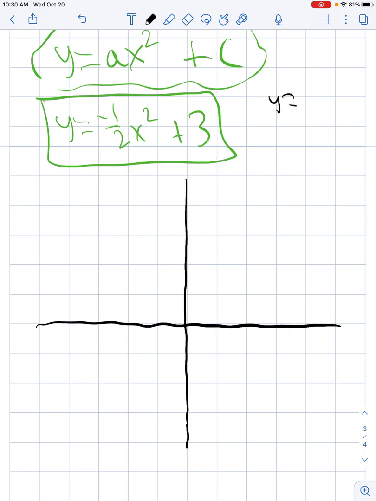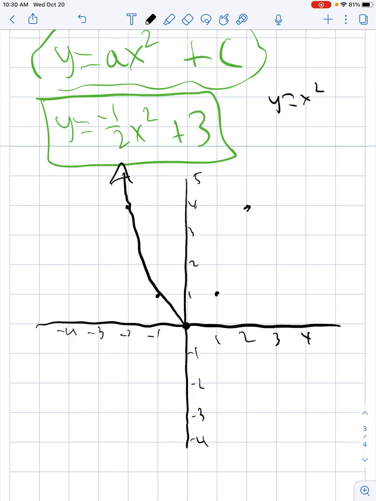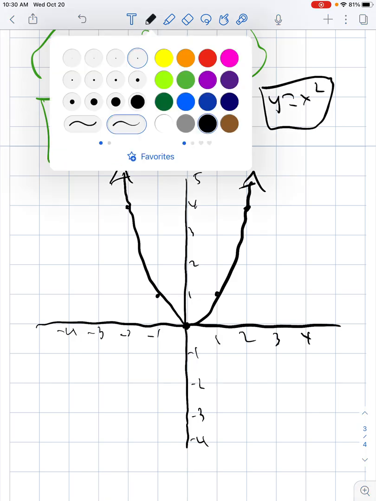So for starters, I'm going to graph y equals x squared just so I have something to compare. So here's 1, 2, 3, 4, 5, 1, 2, 3, 4, negative 1, negative 2, and negative 1, negative 2, negative 3. So my parent function is 1 and 1, 2 and 4, 3 and 9, 4 and 16. It's going to look something like this. So that's what we're going to compare it to.